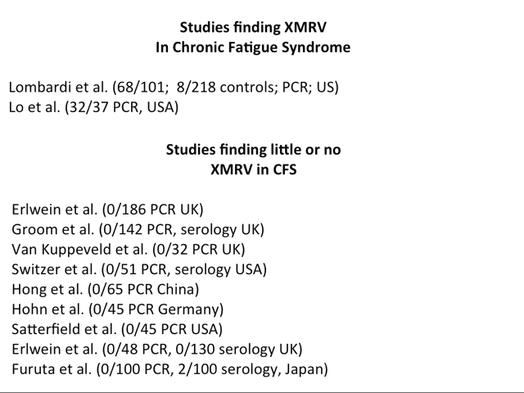Actually, they are patients from different parts of the U.S. And then the second study, which we just described, also U.S. patients, 32 out of 37 positive. But there have been many that find little or no virus in patient samples. And these go from the U.K., the U.S., China, Germany, and Japan. And you can see the numbers.